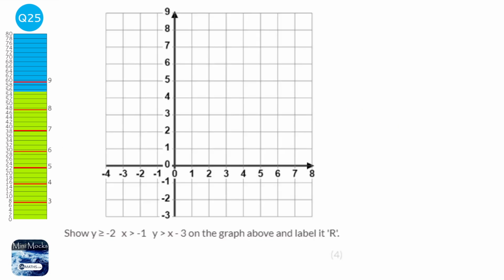I'm going to start by just drawing the line y equals minus 2. So the line y equals minus 2 will be a horizontal line at minus 2, which will be down here. Next we're going to do the line x equals minus 1, and that will be a vertical line at minus 1. Now here's a bit of a problem. We've got no equal to underneath it, and whenever we don't have an equal to, we do a dash line. So we're going to do a dash line here.